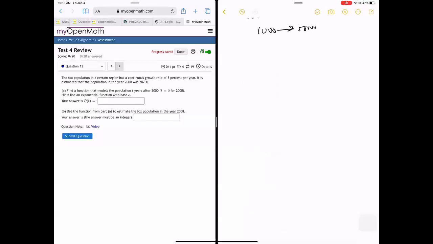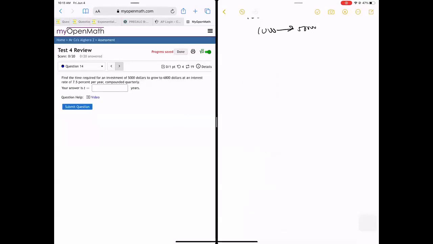Okay, the Fox population. I feel like we did the Fox population already. One. The time required to get investment from $5,000 to grow to $6,800 at an interest rate of, oops, sorry, 7.5% per year, compounded quarterly. And quarterly is 4 times a year, right? Okay, so 6,800, that's our goal. We start off with 5,000.